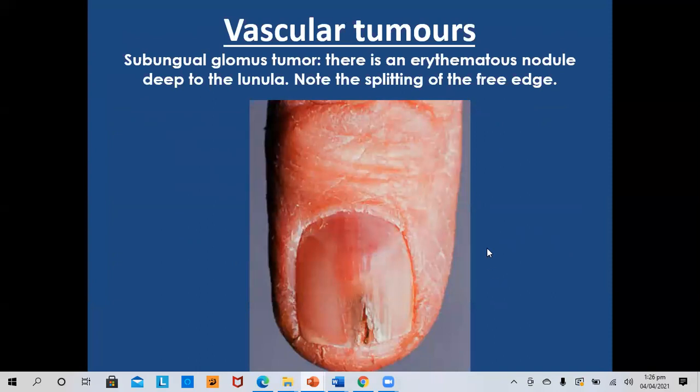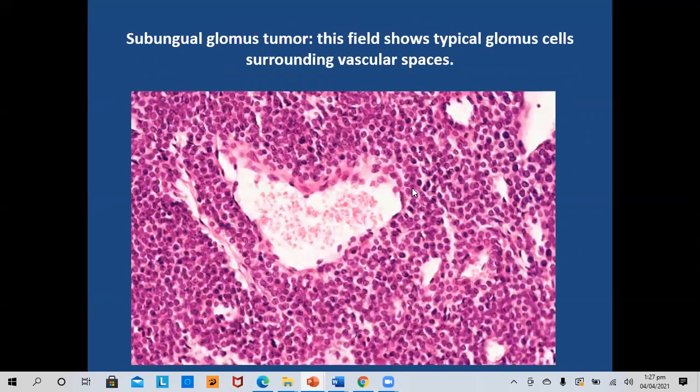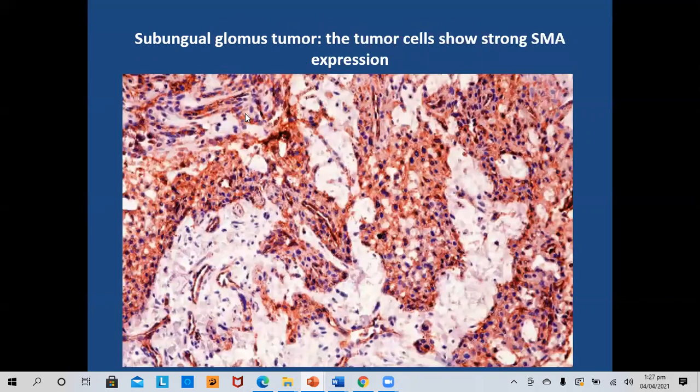Vascular tumors. Subungual glomus tumor is characterized by an erythematous nodule deep to the lunula and splitting of the free edge. This is a painful tumor, and pain is spontaneous or evoked by minor trauma or temperature changes. Histology is definitive and treatment is by excision. The subungual glomus tumor is characterized by dilated blood vessels surrounded by cuboidal cells, which are the glomus cells. These glomus cells are derived from smooth muscle. So on immunohistochemistry, smooth muscle actin is ordered, which is strongly positive in these glomus cells.